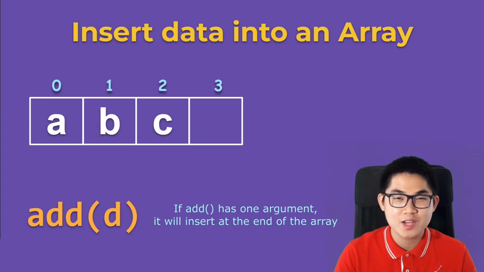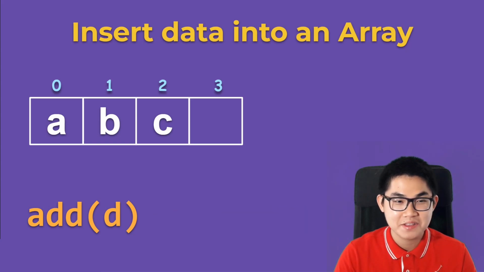I'm going to show you how to insert into the end of the array. The first step is check the space. There are 3 letters, and there are 4 squares, so there is enough space. And all we have to do is put D at the very last index, at index 3. As you can see, it's very simple.